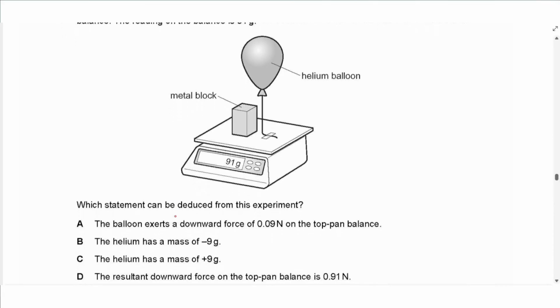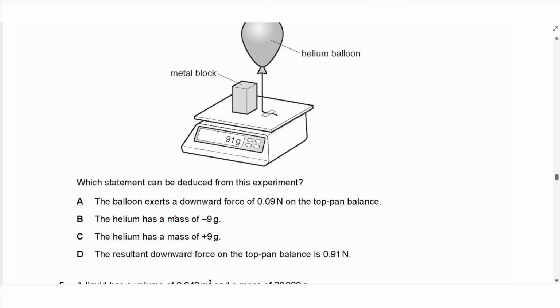So there is a resultant force downwards on the balance, but some part of the weight of the block is not accounted for due to the force exerted by the balloon. So which statement can be deduced from this experiment? The balloon exerts a downward force. No, it exerts an upward force. The helium has a mass of -9. We don't have negative mass.